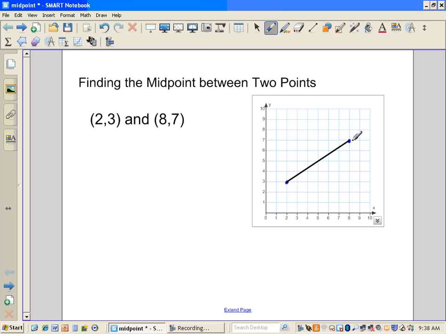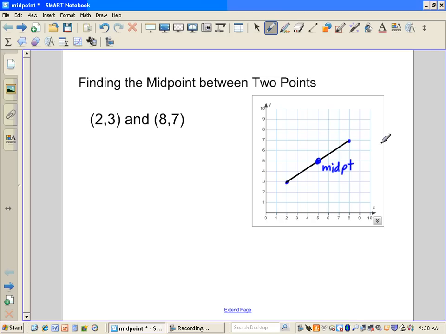Everyone agree that the middle from here to here, and the middle from here to here, that the middle would be here at (5, 5)? That splits this line exactly in half, 2 equal halves. So this might be the midpoint.